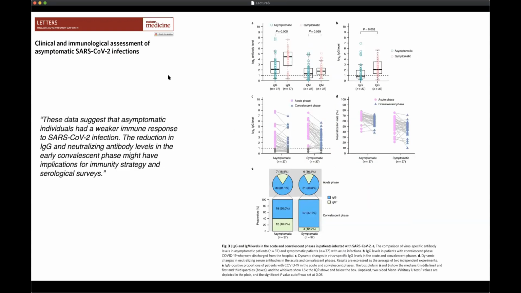So going on to the second part of the paper. The first part of this analysis said there's no difference between symptomatic and asymptomatic cases in terms of how much virus they make or how transmissible those viruses are. That's a question.